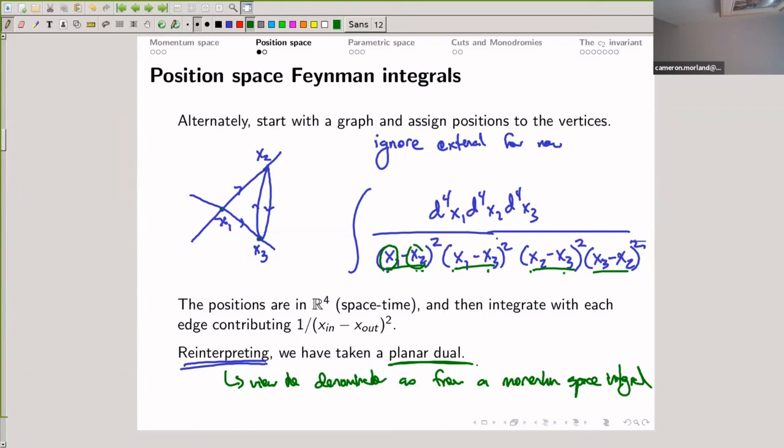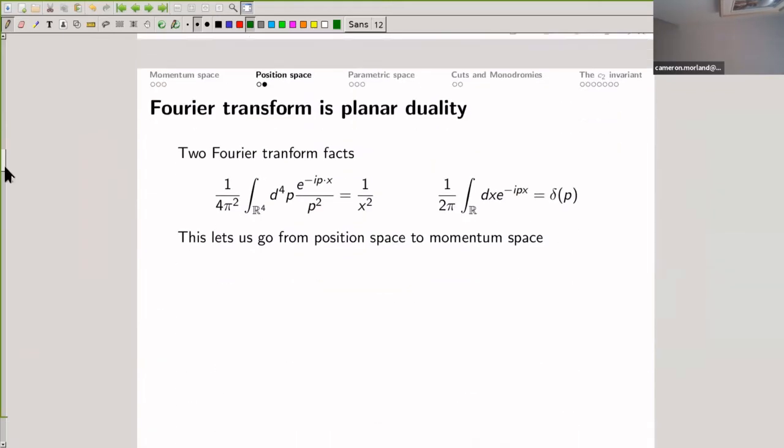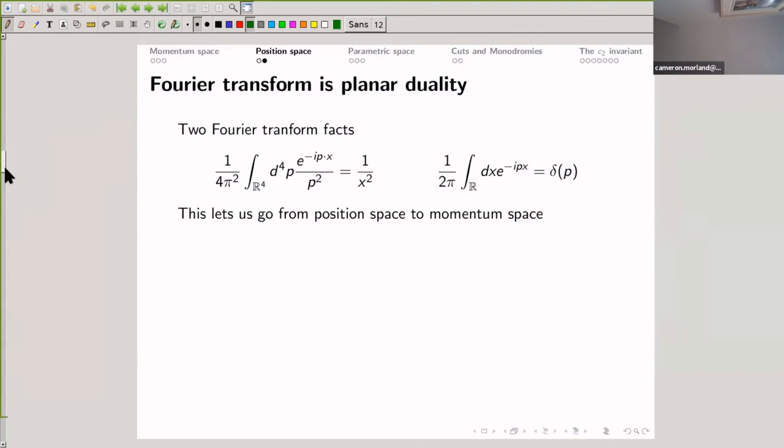So when you write down a position space Feynman integral in scalar field theory, then that is really just the momentum space Feynman integral of the dual graph and vice versa. And that's kind of nice because I don't know about you, but I like dual graphs. And it's particularly nice because that's not how the physicists would think about it, right? They're not thinking of that as planar duality. They're thinking of it as coming from a Fourier transform.